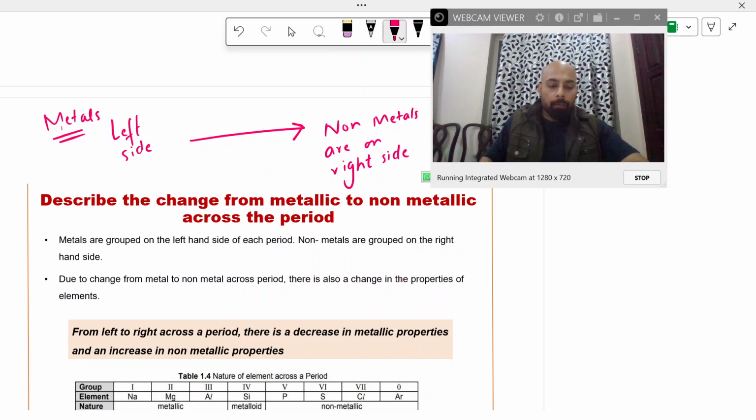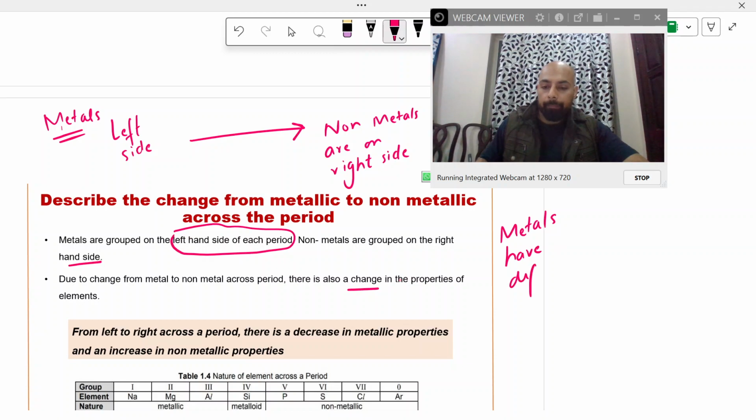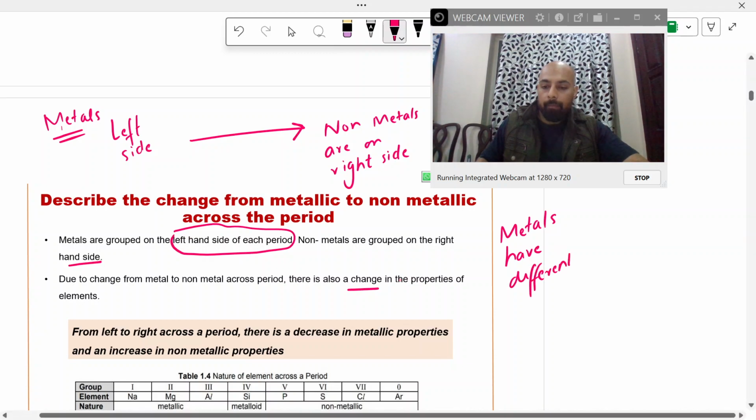Okay, so metals really are grouped on the left hand side of the period, and the non-metals are grouped on the right hand side. So due to the change from metal to non-metal, the properties of the elements change, right? As you all are familiar, metals usually have different properties from non-metals, right?